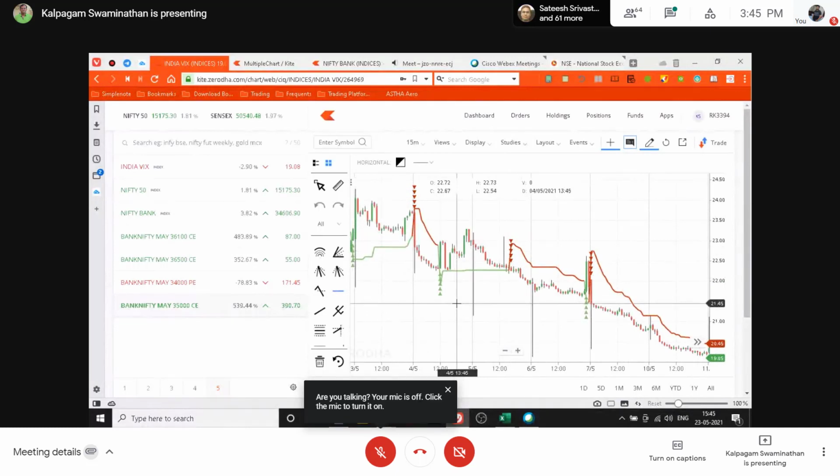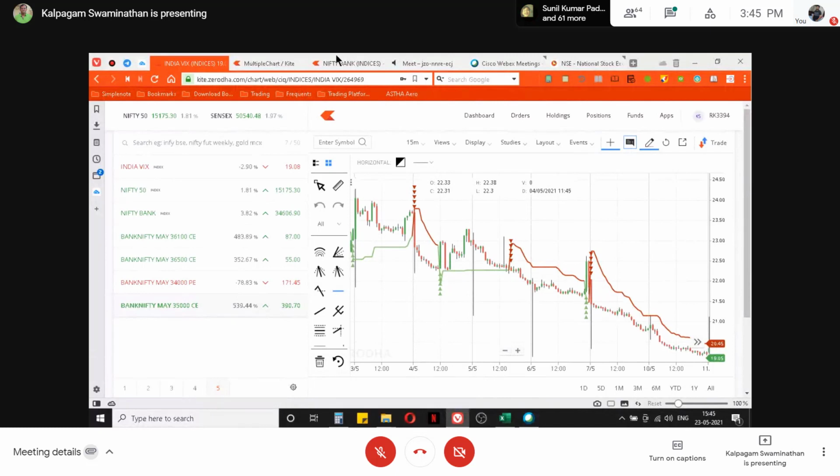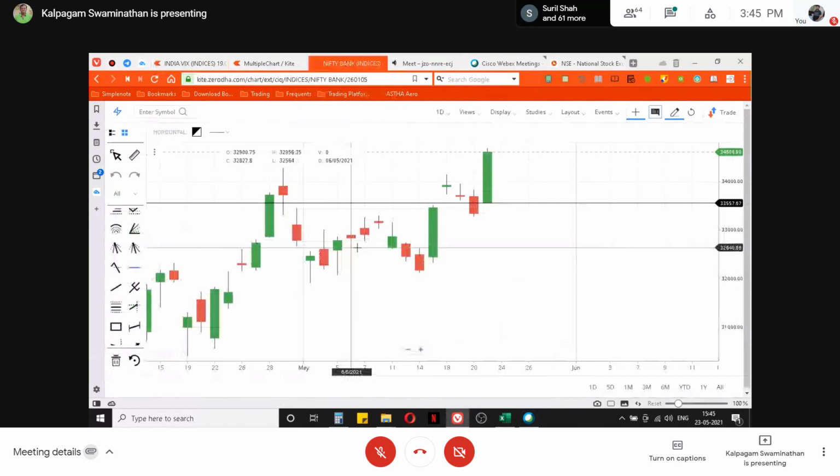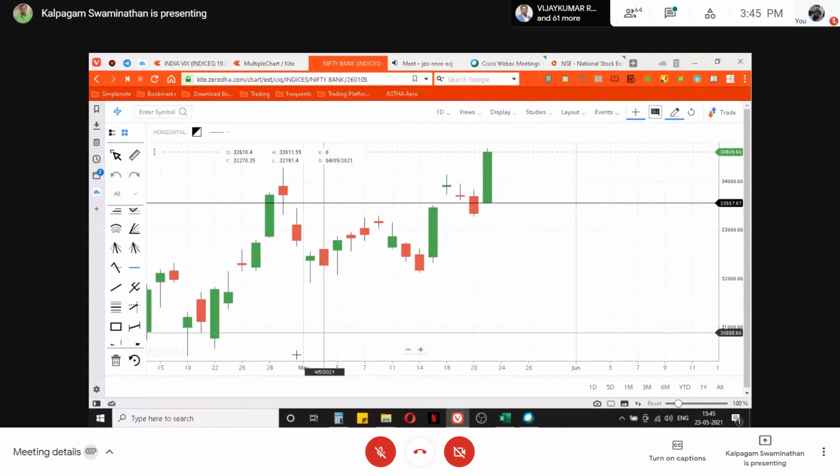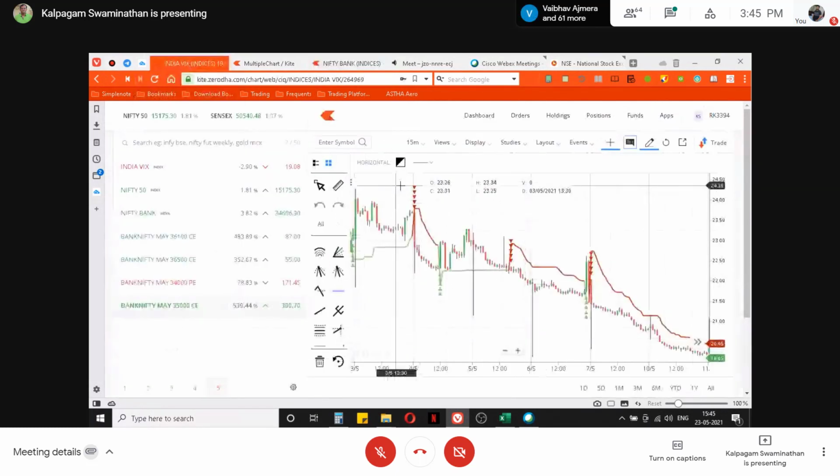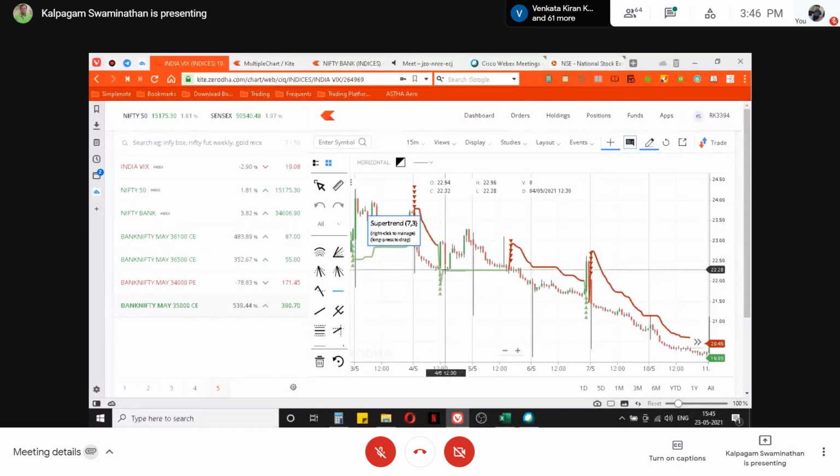And this is an interesting day. Half the day it was down and half the day it was up. This was on 4-5. It went up and then came down. So in the first half of the day prices were up and then prices started falling, and the VIX crossed.